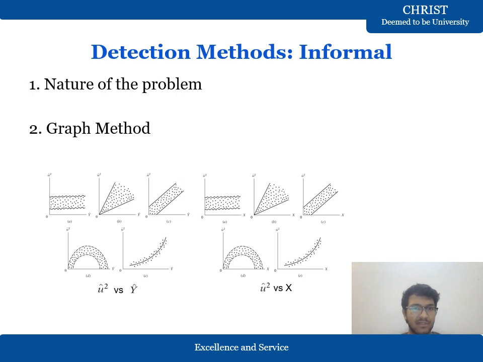Informal detection methods. First, nature of the problem. Informally, we start by recognizing scenarios prone to heteroscedasticity, like in real estate where larger, more luxurious homes often display greater variability in prices. In this context, the nature of the problem is evident as we expect larger, more expensive houses to have a wider range of prices due to factors like design, amenities, and location.